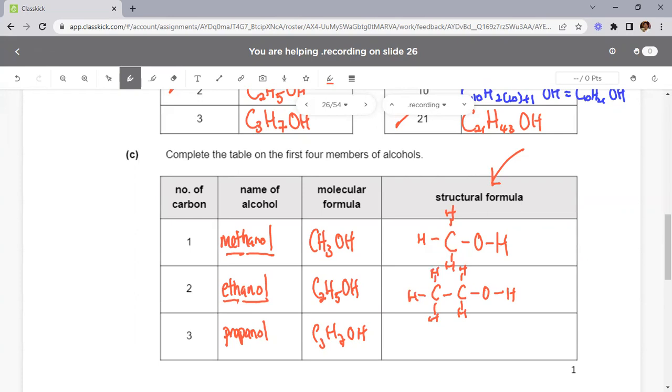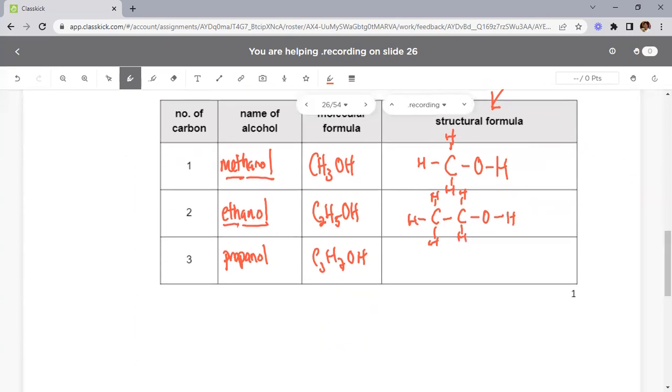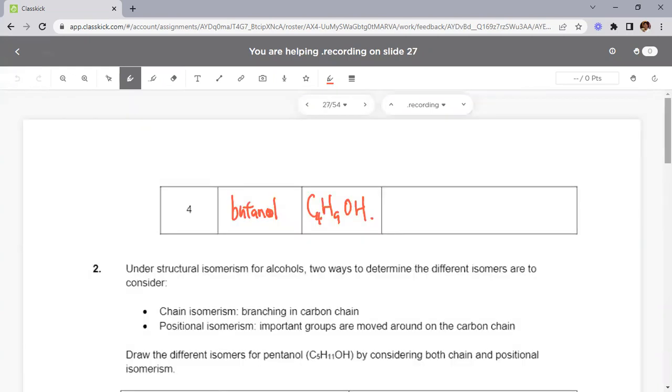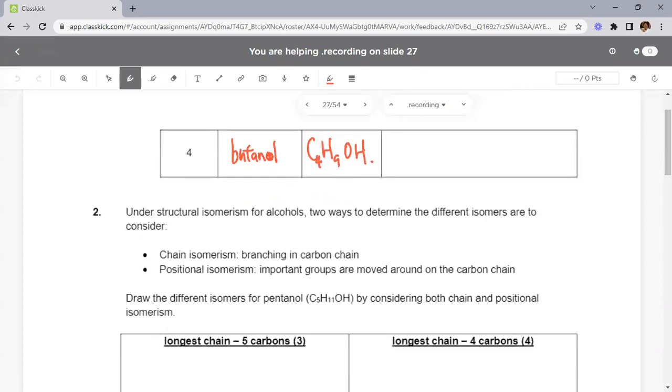The next one we're going to look at is propanol. I'm just going to straight away draw it instead of explaining more. So I have three carbons, with OH attached to it. Then I have hydrogen: two of them attached to this carbon, two of them attached to this carbon, and three attached to this carbon. So this is your propanol. And the last one will be your butanol. We're going to have four carbons, insert the functional group in, and make sure that all our hydrogens are here.